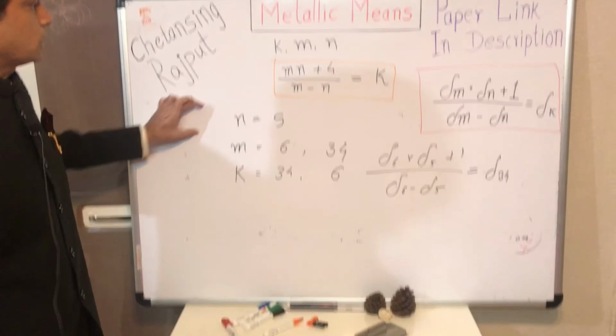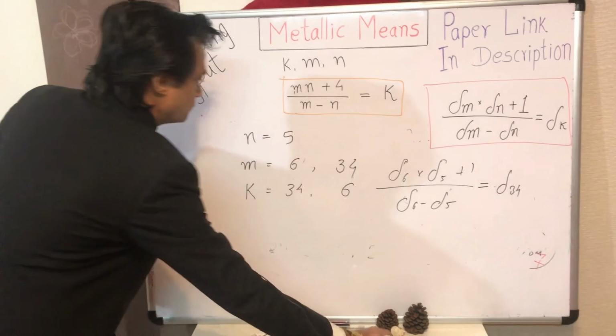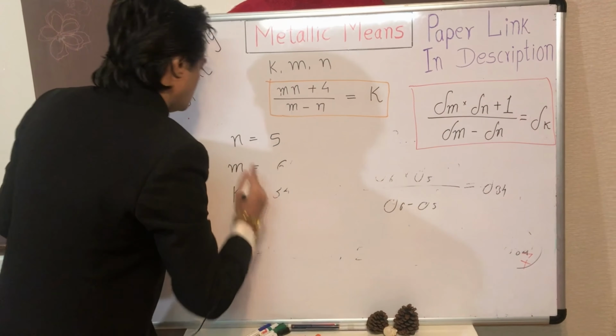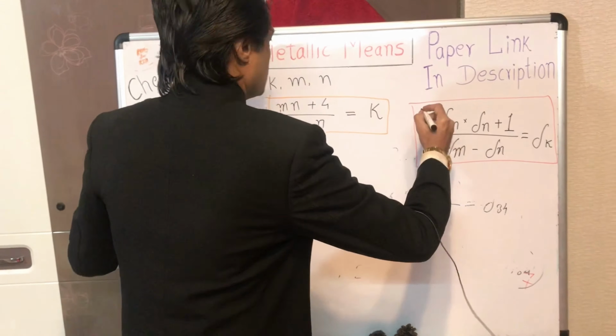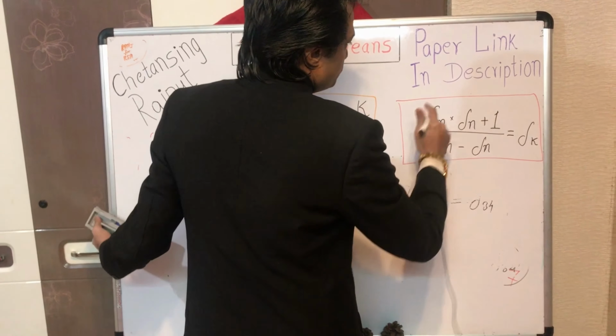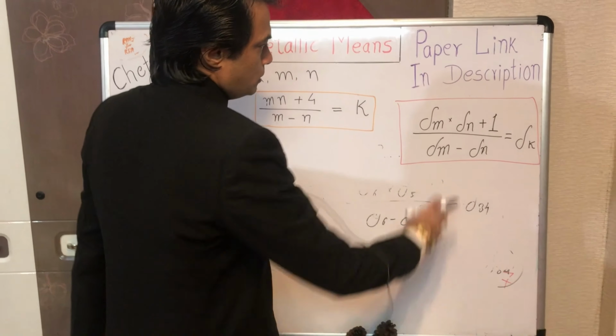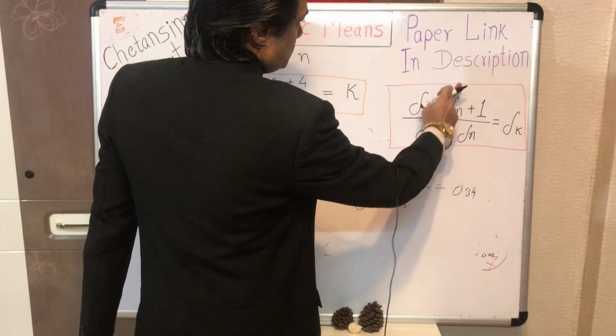Even the digit smaller than 5, if m is equal to 5, then n will be equal to 4 and that will give us the value of 24th metallic mean. If we put here delta m is equal to 5th metallic ratio, delta n is equal to fourth metallic ratio, we will get the value of 24th metallic ratio, the precise value.